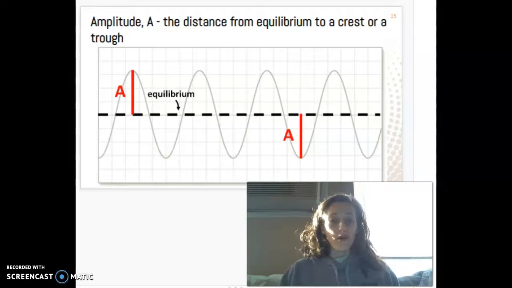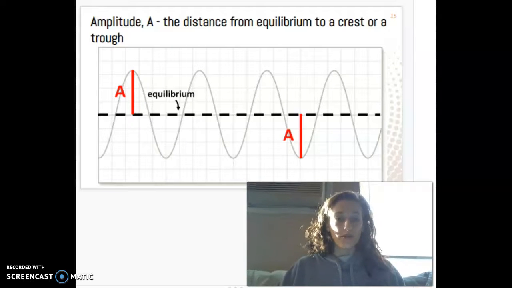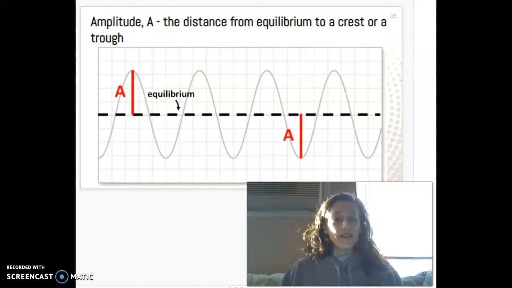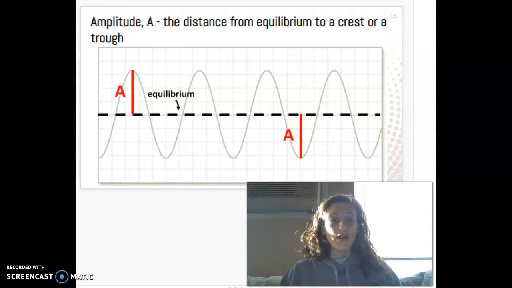Our other value that we'll talk about when we look at waves is amplitude, represented by a capital A. And it is the distance from equilibrium to a crest or to a trough. Equilibrium is this place on a wave where the wave is not moving. If the energy wasn't moving through this waveform, it'd be this middle line right here, this resting position almost. And we measure amplitude from this middle line to either the crest, which is the highest point, or to the trough, which is the lowest point.